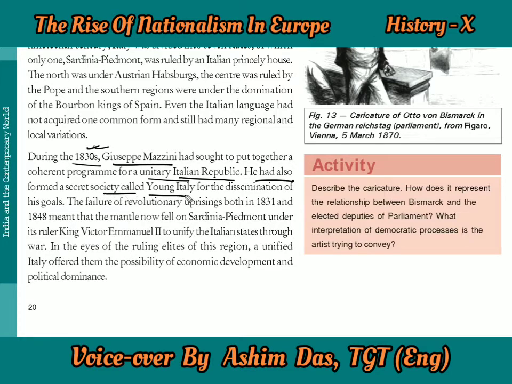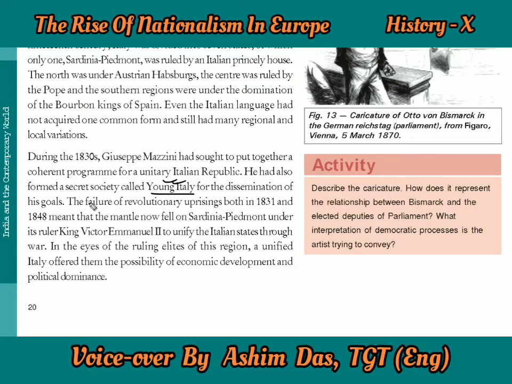He had also formed a secret society called Young Italy for the dissemination, or the spreading, of his goals and how his goals would be achieved. And Young Italy was mainly concerned with transforming Italy into a united country and a unitary Italian republic.